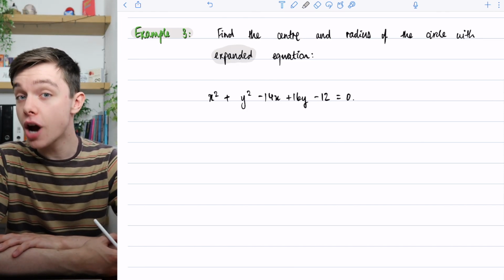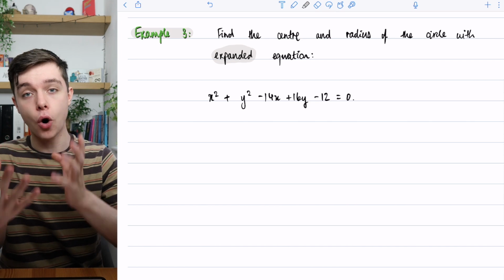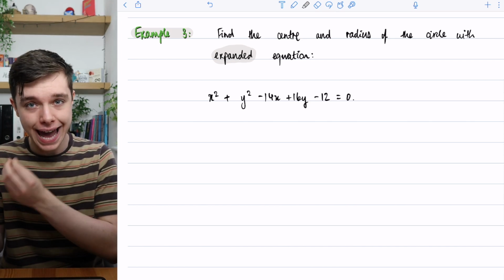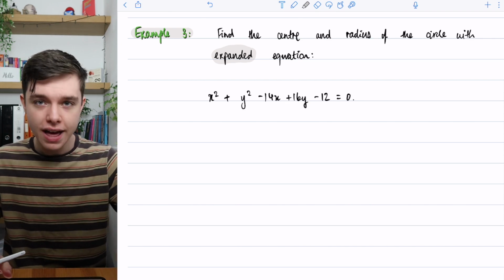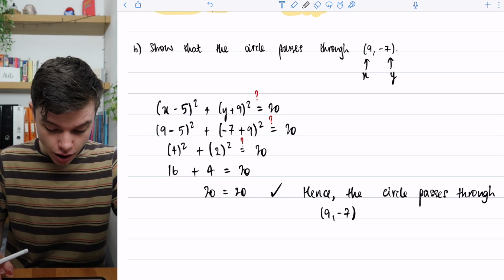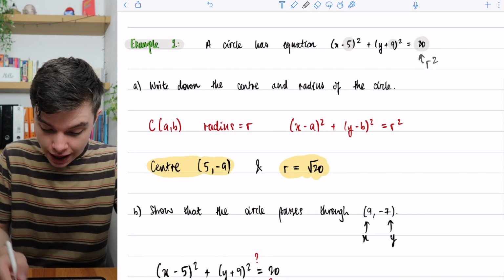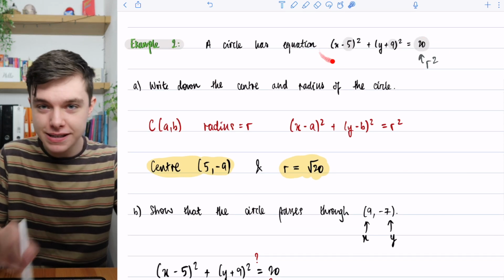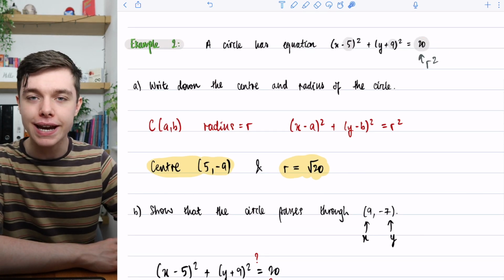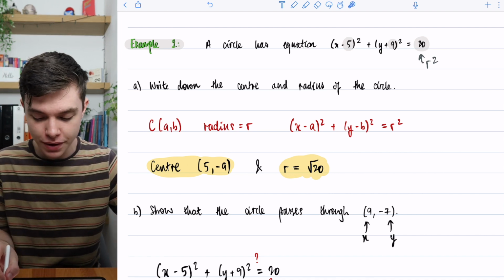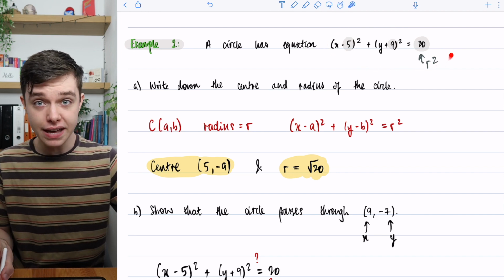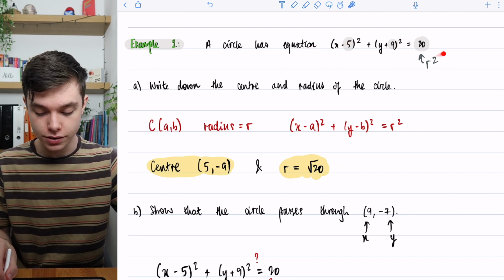This time we don't have it in the form where we've got the centre being a, b. We have an expanded equation. Think about how we can go from an equation like this to an expanded equation. Well, expanded we connect to expanding the brackets. So think about how we can get this into expanded equation form.